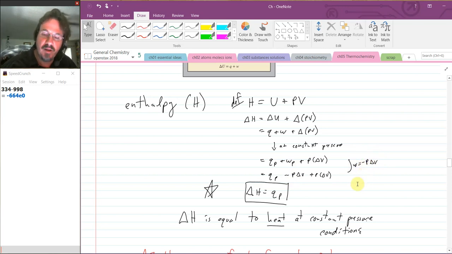All right, you don't need to know that now, but we're going to go ahead and use it just to show you. I'd have a negative P delta V, a positive P delta V, and that cancels out, adds up to be 0, which means I'm left with just Q, heat. All right, so this thing called enthalpy, which we symbolize as H, or the change in enthalpy would be delta H. We defined it as the internal energy plus pressure times volume. That works out to be nothing more than heat itself, as long as the pressure is being held constant.